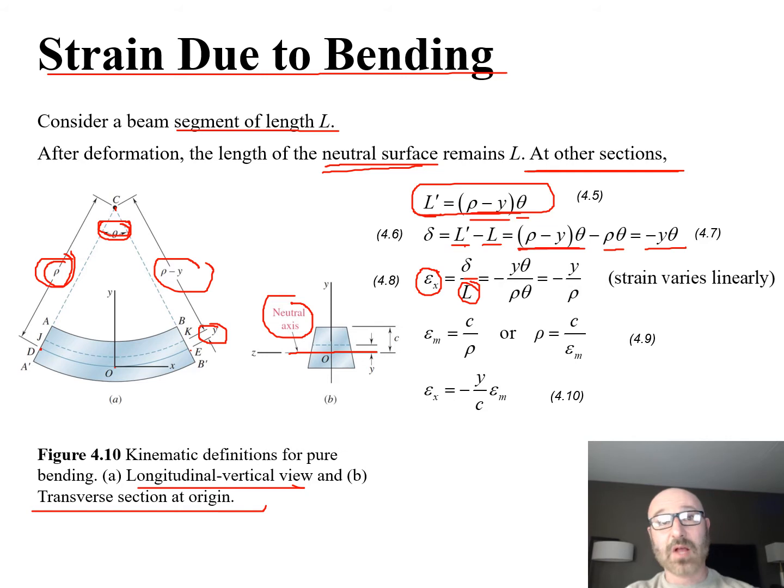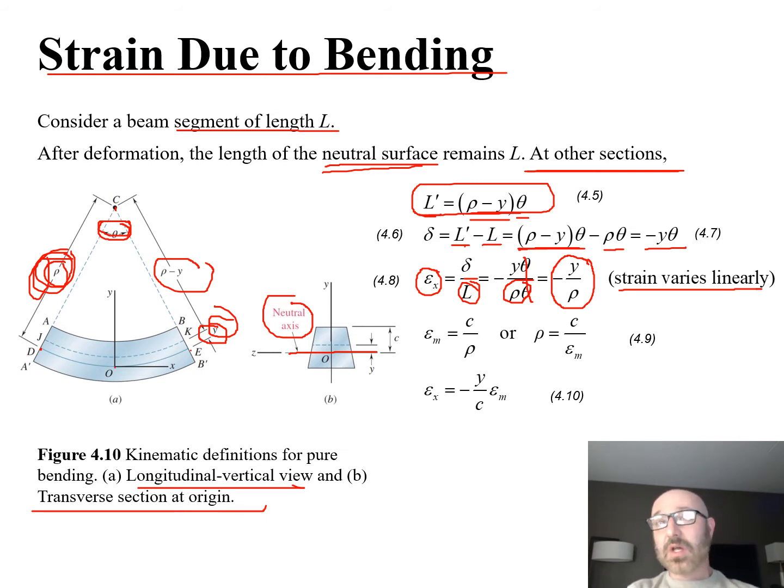We have a definition for L again, that's that rho theta right there. We can plug that in right here now, and we reduce this down, simplify it. We can see our thetas cancel, and what we're left with is our epsilon, or our strain in our x direction, is equal to negative y over our rho value. So again, this is our y value right there, this is our rho value right there. And this tells us that strain is going to vary linearly.